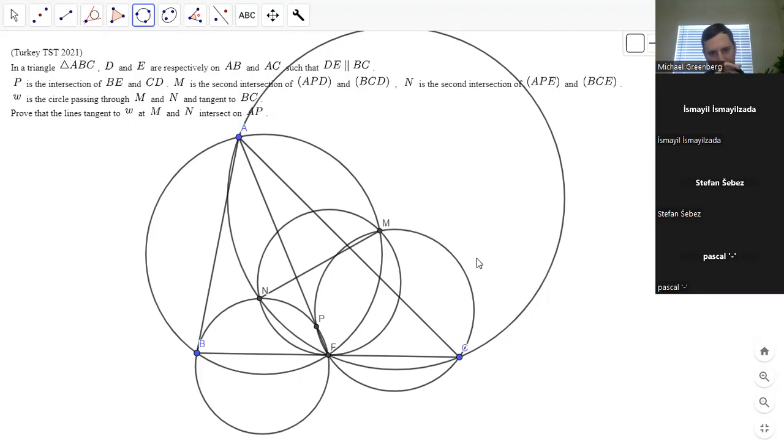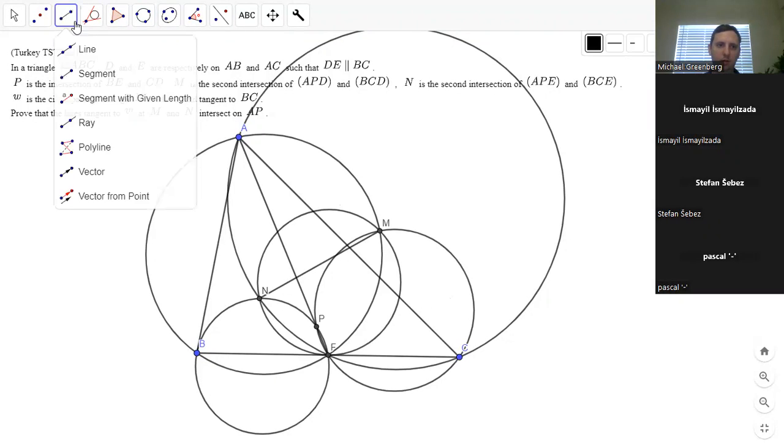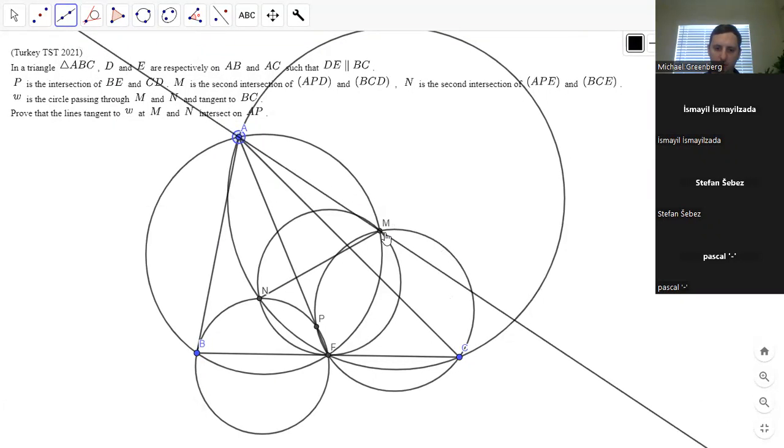All right. So A obviously lies on the radical axis of these two circles. I don't know if it's worth drawing this point, or something. We'll just leave it for now.